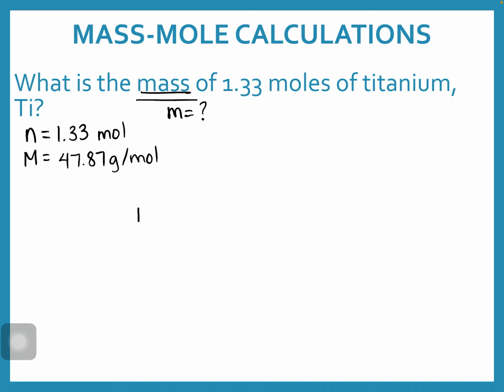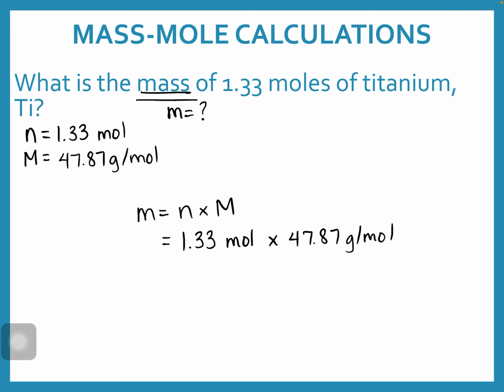So mass is equal to my number of moles times my molar mass. 1.33 moles times 47.87 grams per mole is equal to 63.7. I have moles and then per mole, so those cancel, leaving grams. So the mass of 1.33 moles of titanium is equal to 63.7 grams.